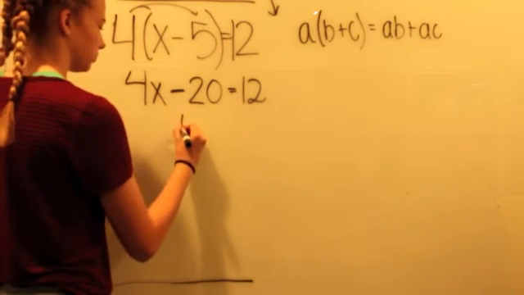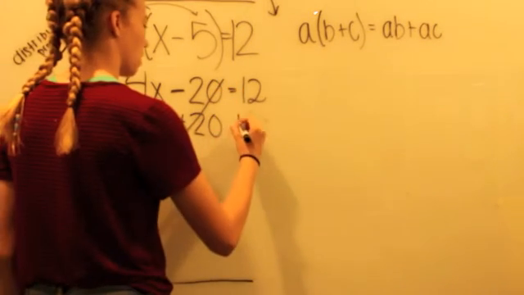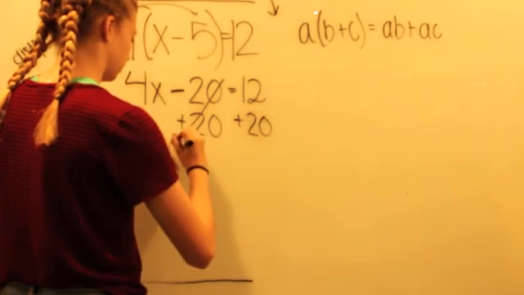We're going to solve for x. We're going to add 20 to this side of the equation, canceling each other out. Then we're going to add 20 to the opposite side, giving us 4x equals 32.